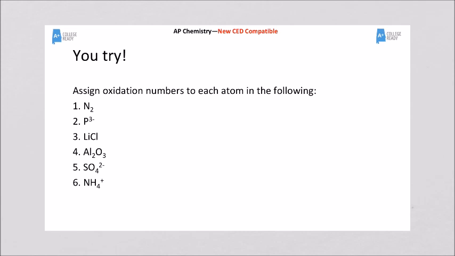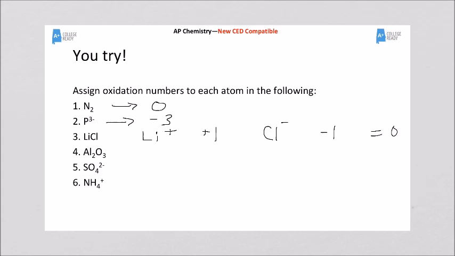Again, number 1, nitrogen, N2. Hopefully you'd realize that it's an element, so its oxidation number is 0. Then number 2, we have the phosphide ion, so its oxidation number is going to be its charge. And then this is what I was saying with a compound. In a compound, the oxidation numbers have to equal 0. We know lithium is a group 1 metal. It's typically the lithium ion, so its oxidation number is plus 1. And chloride is typically Cl minus, so plus 1 plus minus 1 together equal 0. That's kind of what that meant.